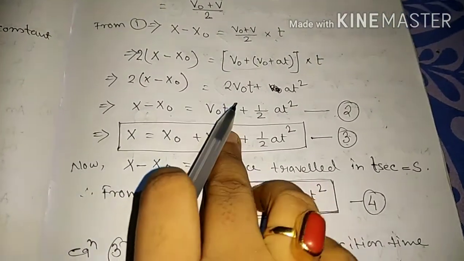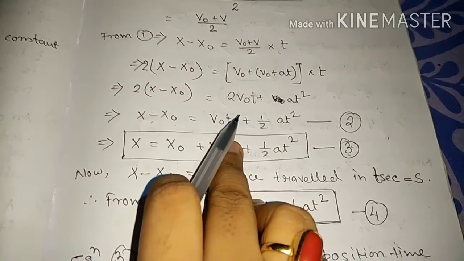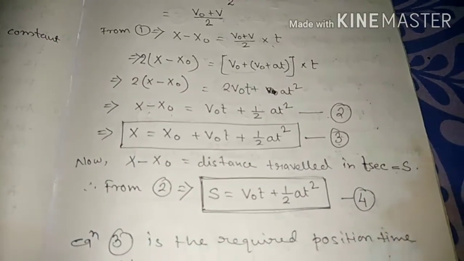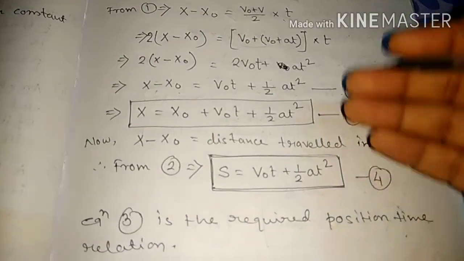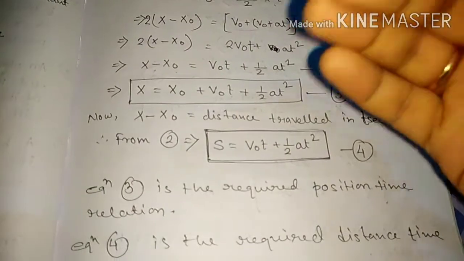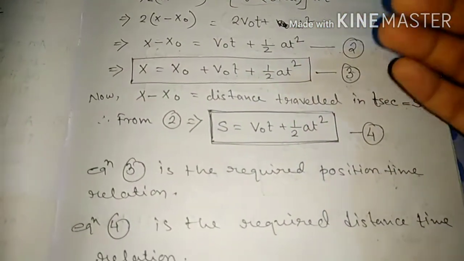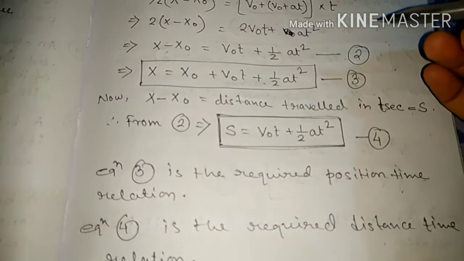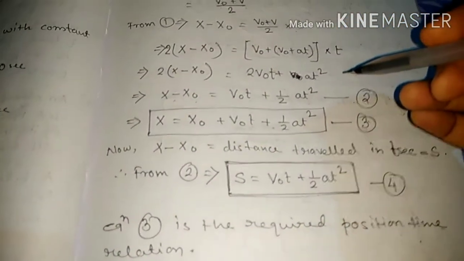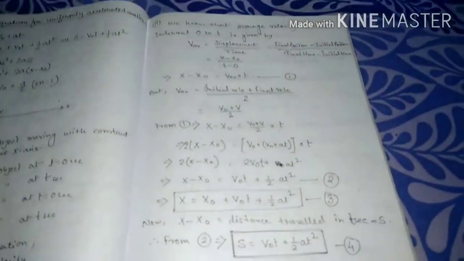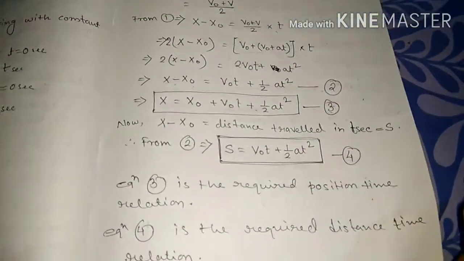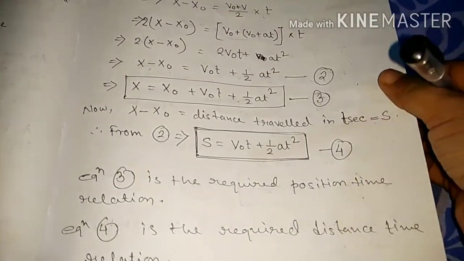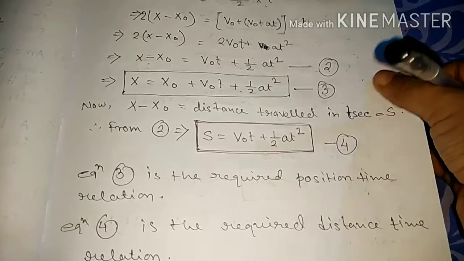So both this equation 3 and equation 4 are the second equation of motion. But what is the difference between them? Equation 3 represents the position-time relation, and equation 4 gives us the distance-time relation. This is a position-time, this is a distance-time relation. Clear? That's the second equation. I think you have no doubt. If you have any doubt, please write in the comment box. Surely I will solve your doubt.